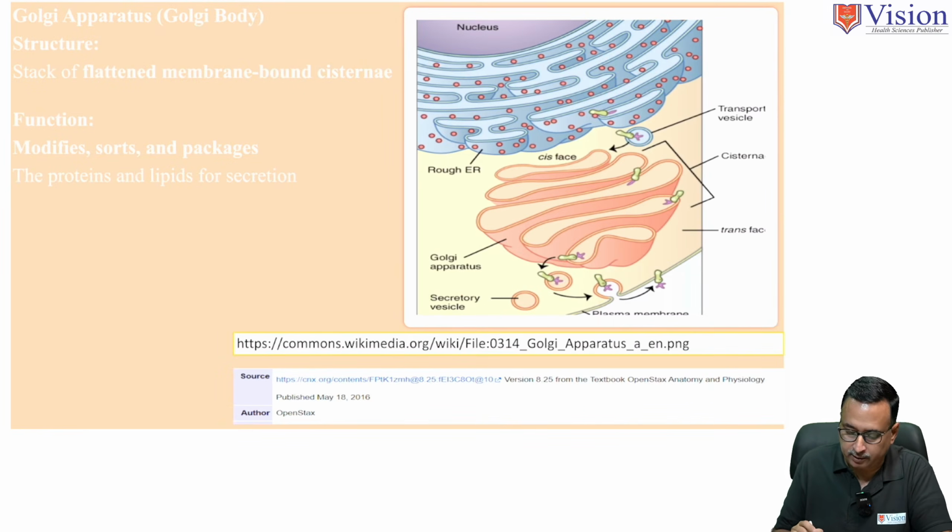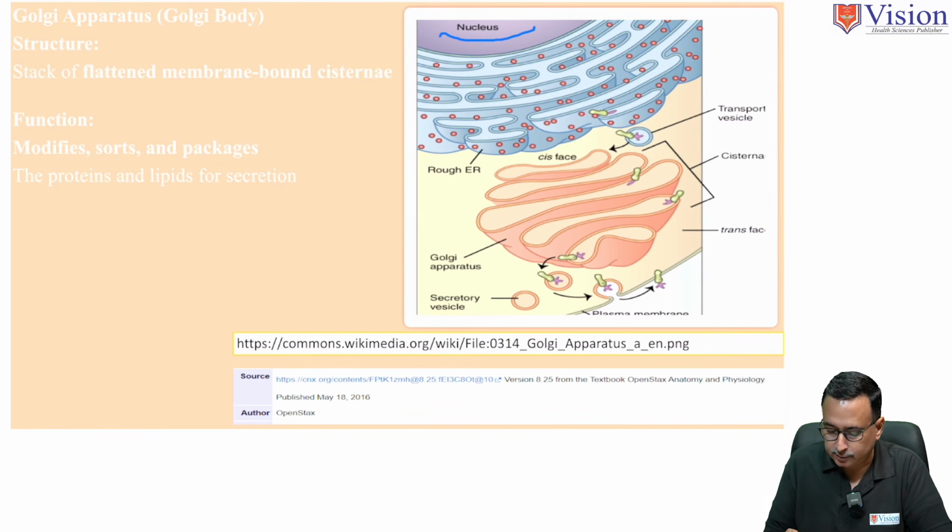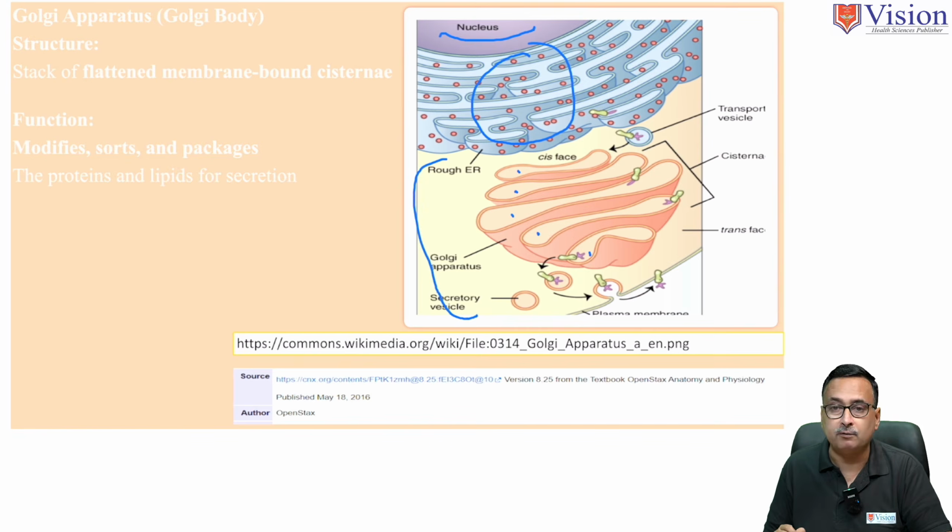This is a diagrammatic representation. So in this diagram, again this is the nucleus, this is the rough endoplasmic reticulum, and this is a Golgi body. Golgi body has a number of cisterna placed one above the other. So this is the face of cisterna which is towards the endoplasmic reticulum facing the nucleus, and is called the cis phase.